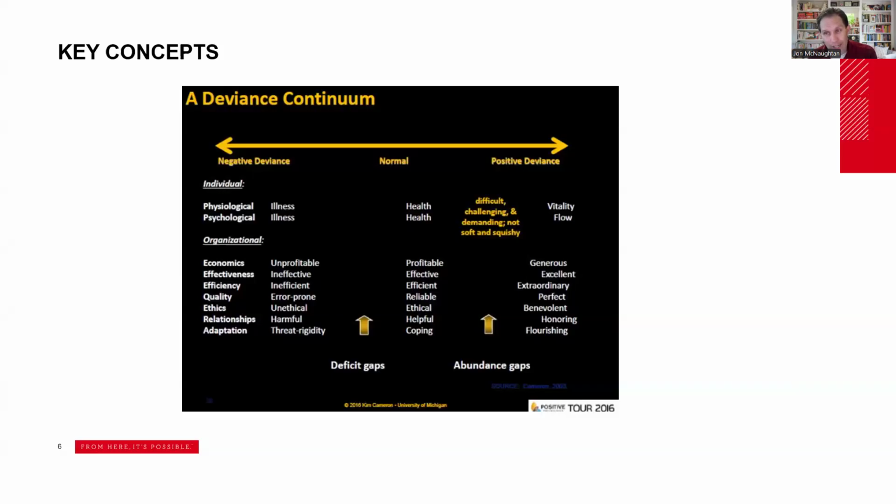There's something beyond that. And that normal is actually in the middle, right? There are what we call abundance gaps. And so this is the difference between when we're healthy, when we're profitable, when we're effective, when we're efficient, and something beyond that, which we call positive deviance.